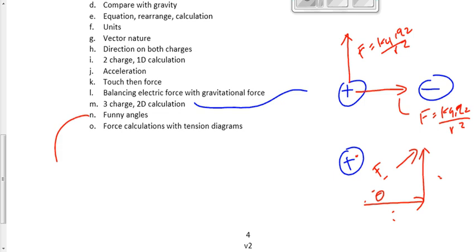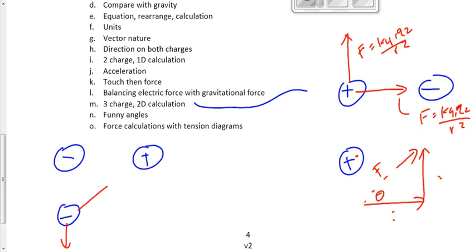I'd be surprised if you got a question like this with 3 charges involving a funny angle, but what would you do if you did? Instead of having this diagram right here where you're trying to solve for the force on the middle charge, maybe you got something like this, where you're trying to find the force on this one. Well, there's a force downwards caused by this one. There's a force upwards and to the right caused by this one. You need to have this angle right there.